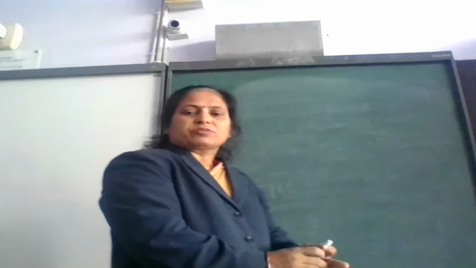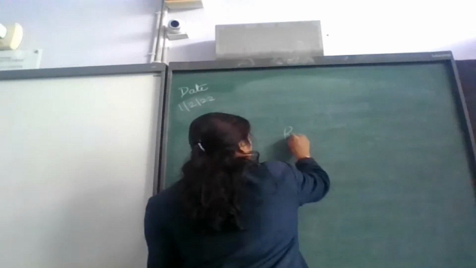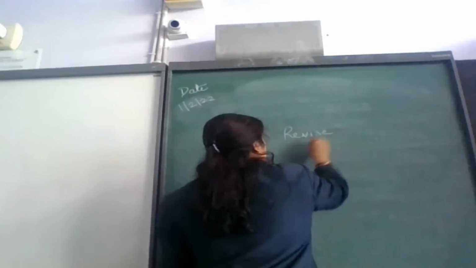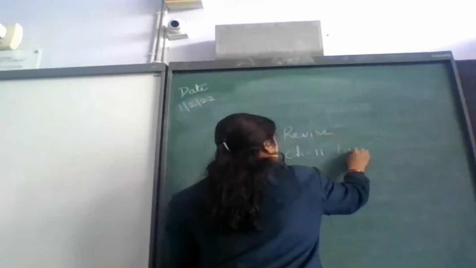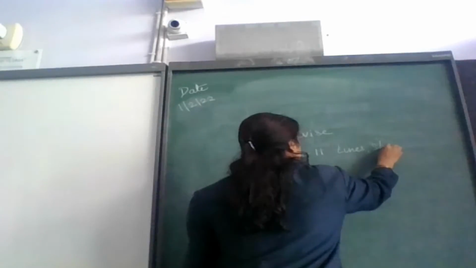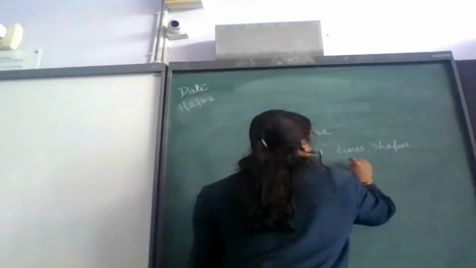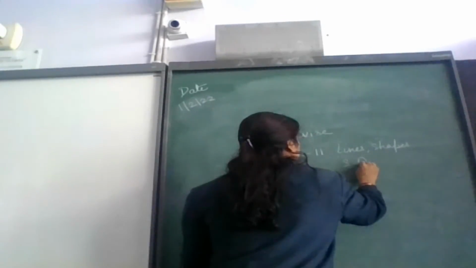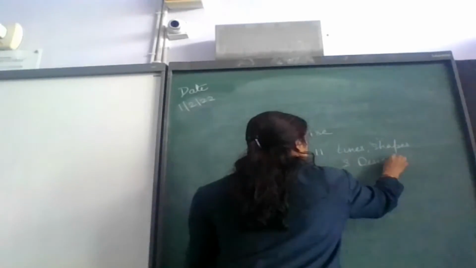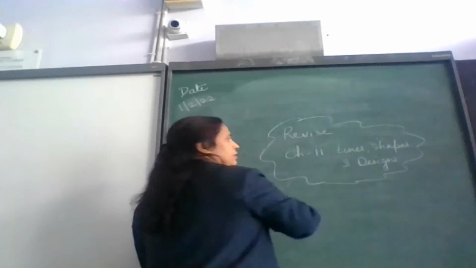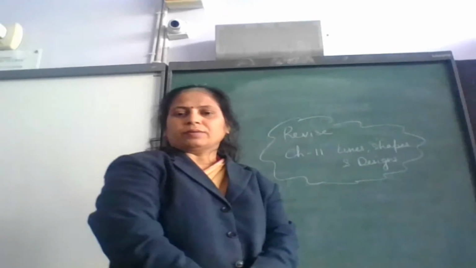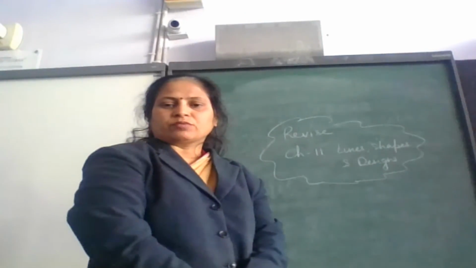Now it's the homework time, children. What you have to do? You have to revise chapter 11, that is lines, shapes, and design rules. So you do this as homework, and I hope today's video is helpful for you.